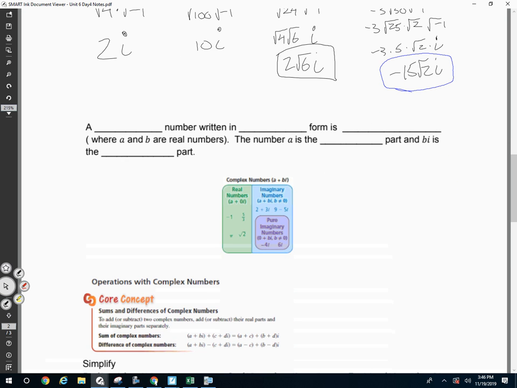We're going to do a couple more. To the side here, I'd like you to simplify negative root 48, please. Everybody do it. Find a perfect square that goes into 48. Find the largest perfect square that goes into 48. Please write it down and do it.